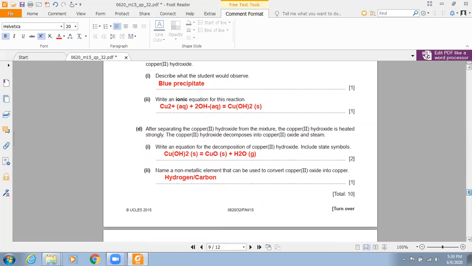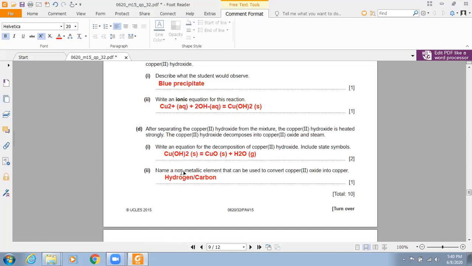Next one, after separating the copper 2 hydroxide from the mixture, the copper 2 hydroxide is heated strongly. The copper 2 hydroxide decomposes into copper 2 oxide and steam. So write an equation for the decomposition of copper 2 hydroxide. So this is the decomposition of copper 2 hydroxide, and as you are asked to write the state symbols, you have to write them down. So solid, solid, and then it will turn into gas, right?